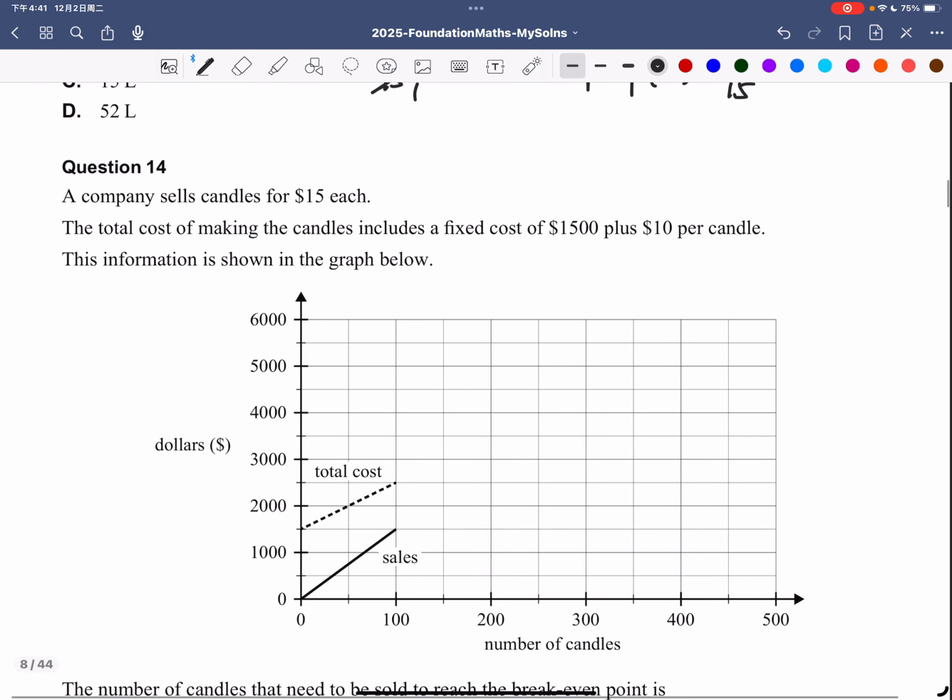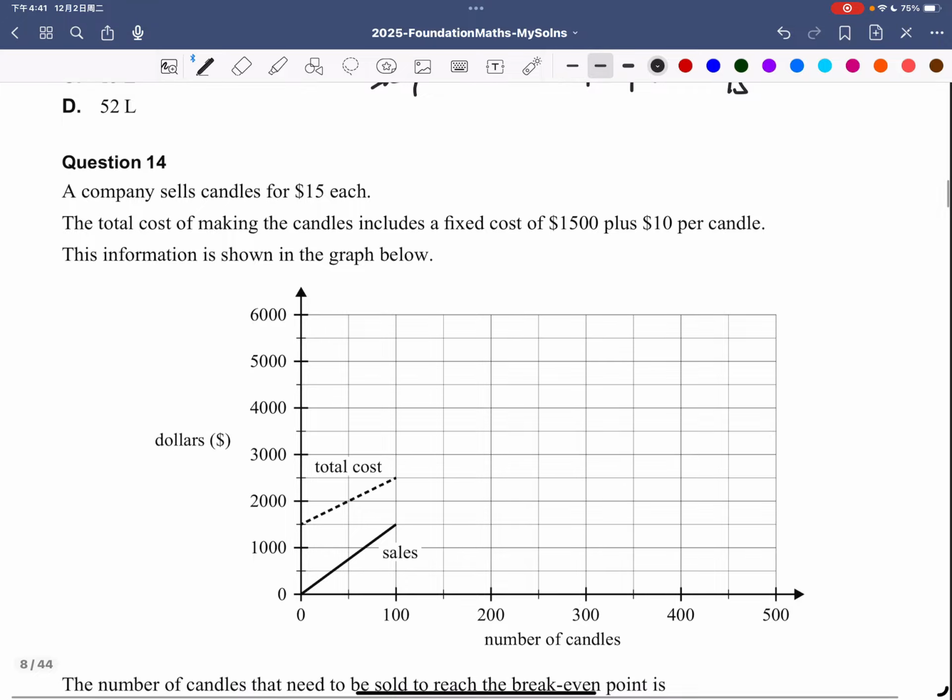A company sells candles for $15 each. The total cost of making the candles included a fixed cost of $1,500 plus $10 per candle. This information is shown in the graph below. Okay, right. Classic linear equation, and also say break-even point, I would say. Yep, I think that's the intention.